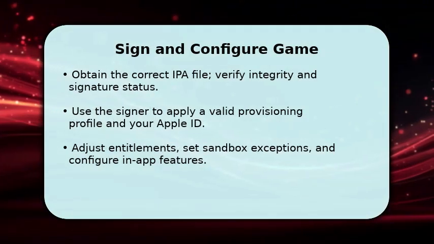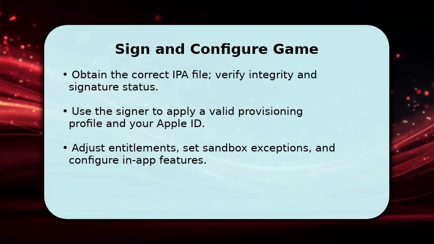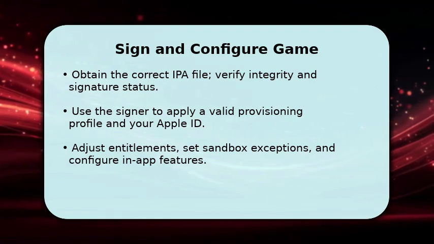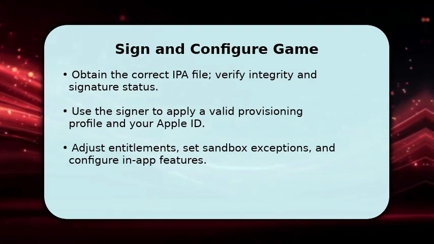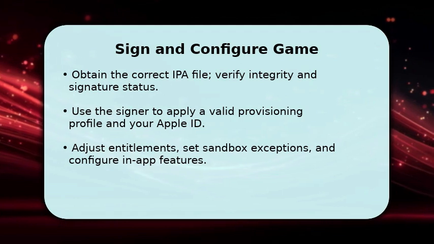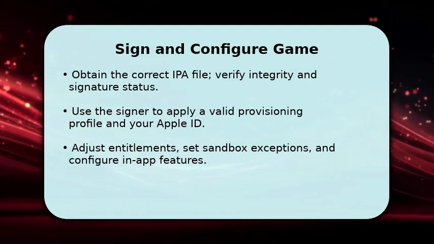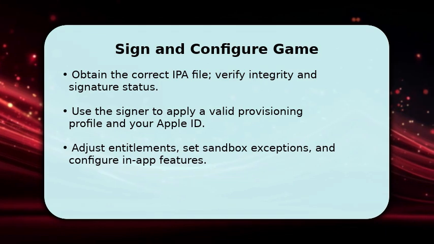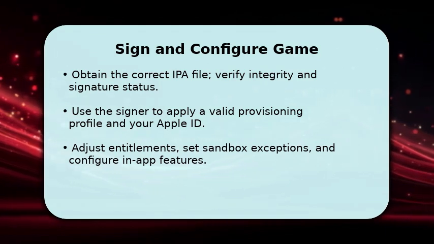You now sign the IPA, load it into the IPA signer, choose your provisioning profile, and enter the Apple ID used for sideloading. This step makes the app installable on your device. While signing, edit entitlements to allow required permissions and add sandbox exceptions if the game needs file access.